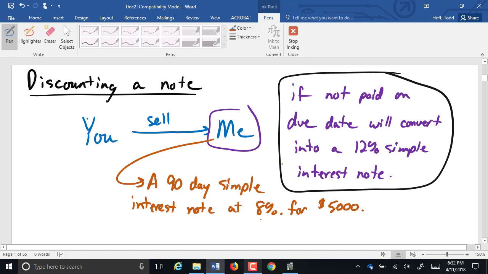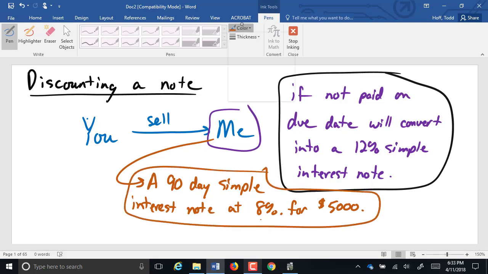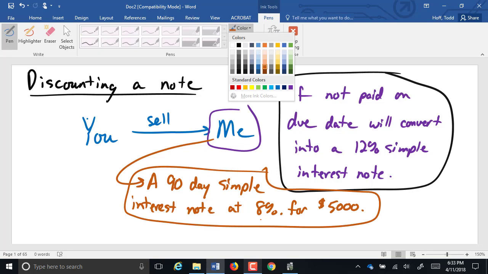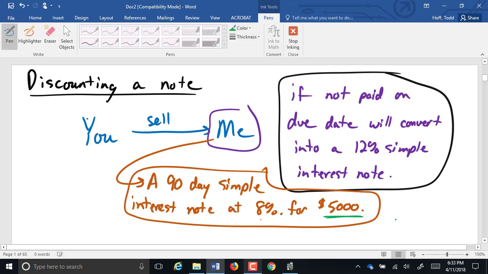So a couple of things usually happen. I pay as much as I can of the balance due. So you're getting some of your money. In exchange for me doing that, we negotiate that you're going to give me that extra 90 days, but you are going to charge me interest. So you have this 90-day simple interest note. So at the end of 90 days, you're going to get the $5,000 plus interest.